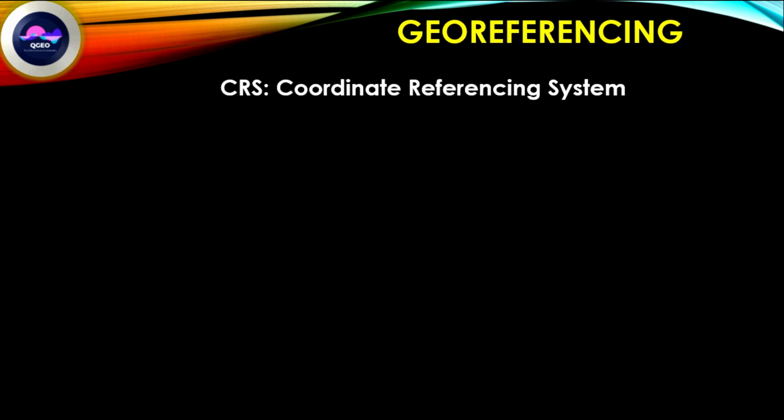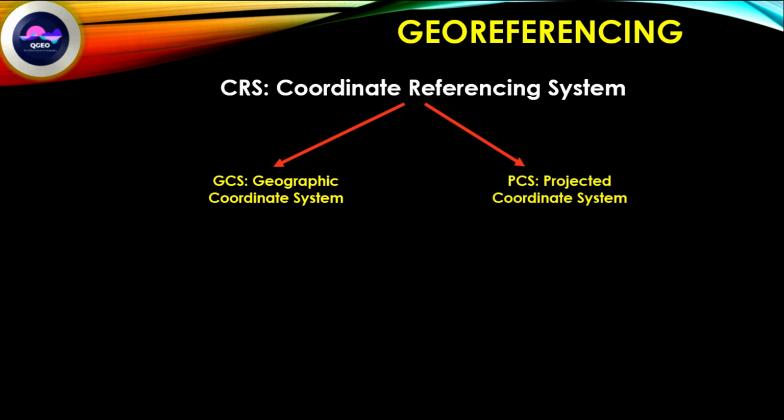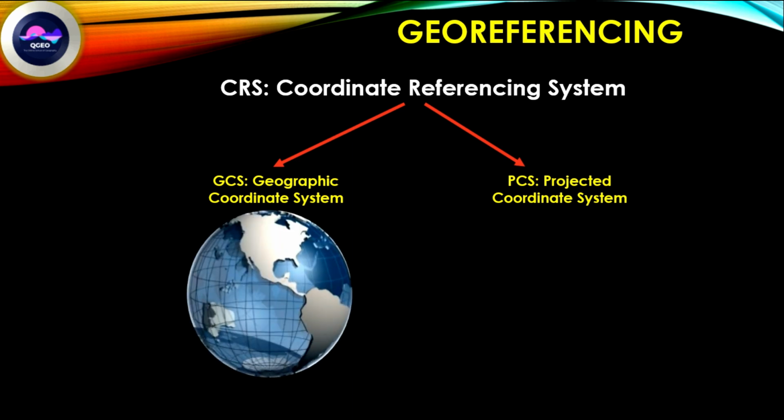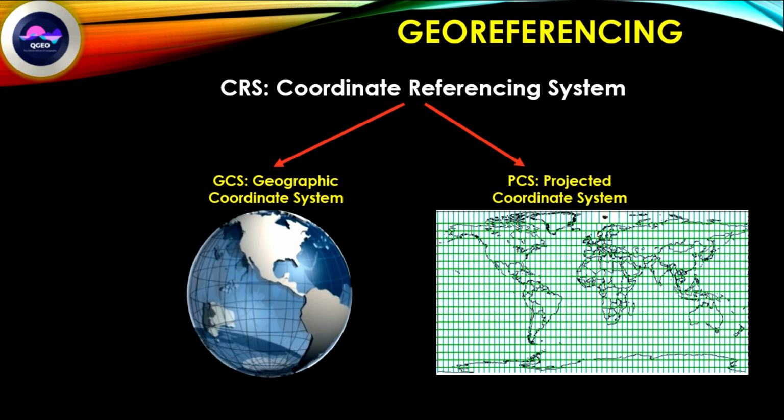Now we will discuss the georeferencing schemes. In georeferencing schemes, we will discuss the CRS, coordinate referencing systems, which can be subdivided into two: GCS or geographic coordinate system, and PCS, projected coordinate system. In GCS, we consider the spherical earth, and in PCS, we consider the developable surface.